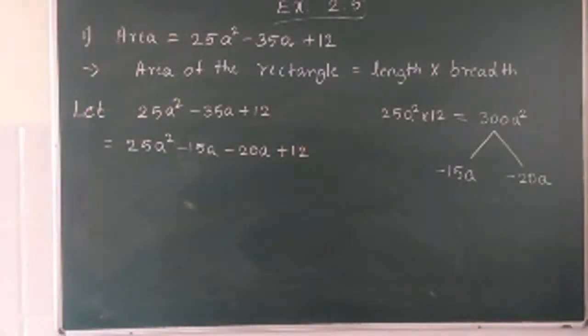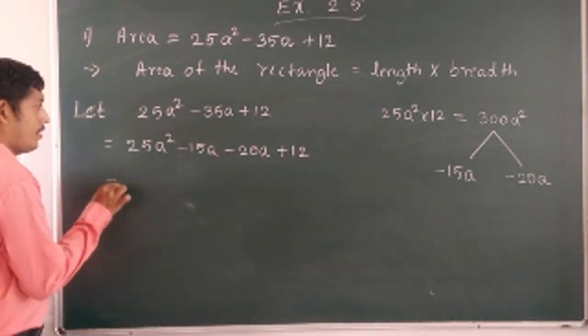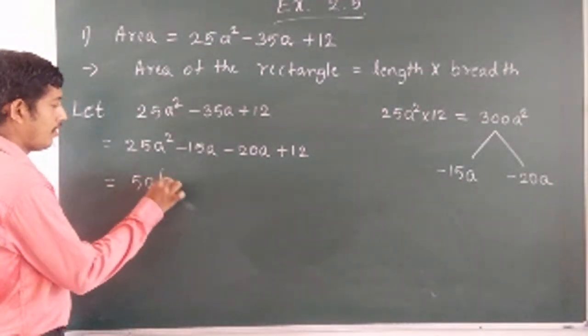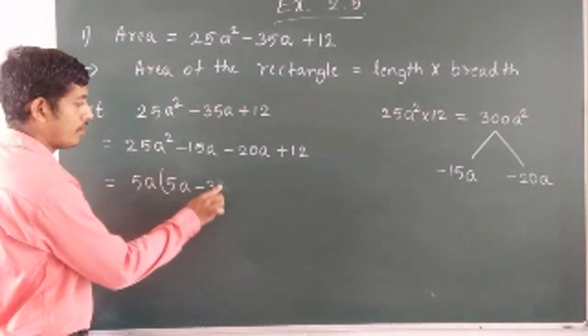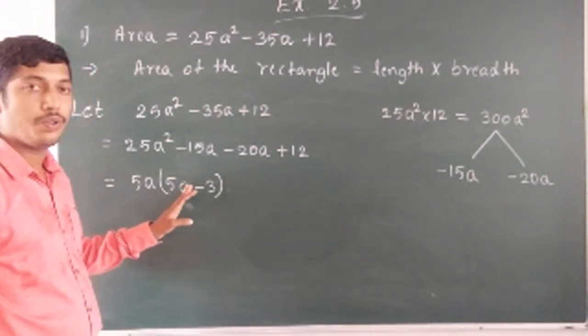Just factorize this, taking the common term outside first. You have to keep a notebook along with you and solve. So here 5 is common: 5 fives are 25, and 5 threes are 15. A is already taken outside, therefore it becomes 5a into 5a minus 3. 5 fives are 25, so a is 5a, then plus into minus is minus, 5 threes are 15.